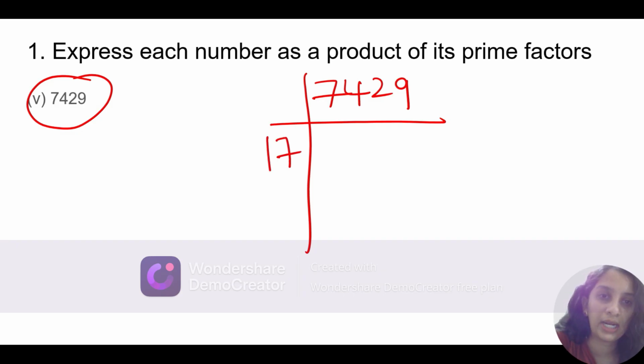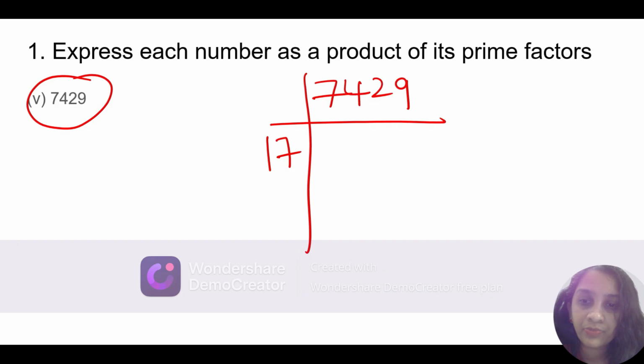How did I get to know that it is divisible by 17? There is a short trick to check whether a number is divisible by 17 or not, whether a number is divisible by 13 or not, whether a number is divisible by 19 or not. I made a video on this, so I will be mentioning the link of that video in the description box. Please check it out first and come back to this question.